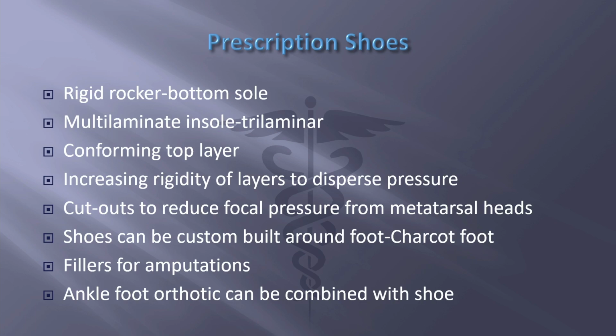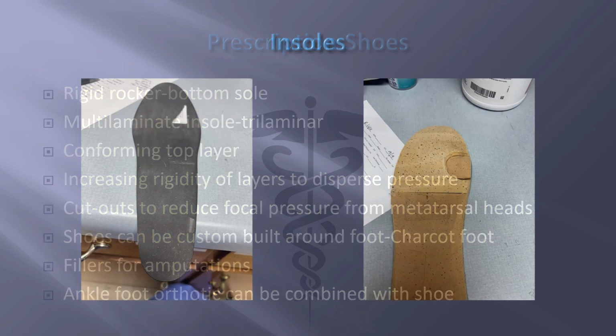Cutouts, just like Dr. Freeman talked about, reducing focal pressure on the metatarsal heads. And shoes can be custom built around the foot. If some patient comes in with a completely whacked out Charcot foot, previous amputation, whatever it may be, you're never going to get a pre-made shoe, diabetic or otherwise, to fit that foot. Well, an orthotist or pedorthist can take a mold of the foot and build the shoe around the foot. And then obviously an ankle foot orthotic can be combined with a shoe, because now we're addressing ankle range of motion and ankle support along with foot support.